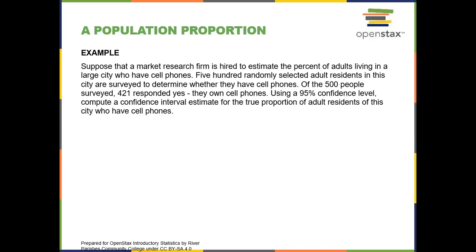Okay, let's do this problem. Suppose that a market research firm is hired to estimate the percent of adults living in a large city who have cell phones. 500 randomly selected residents in this city are surveyed. N is 500, to determine whether they have cell phones. Of the 500 people surveyed, 421 responded yes, they own cell phones. Using a 95% confidence level, compute a confidence interval estimate for the true proportion of adult residents of this city who have cell phones. So what do I do?